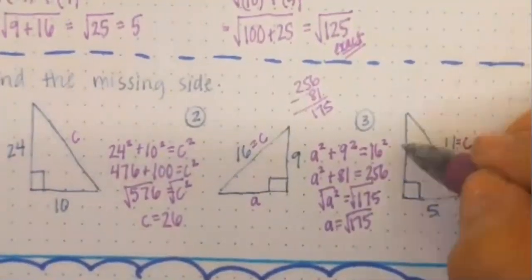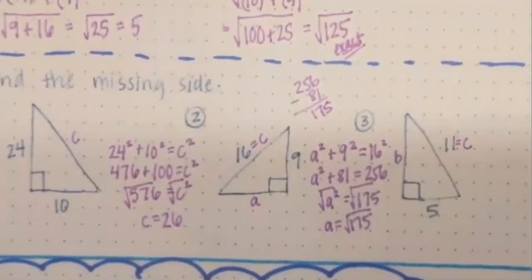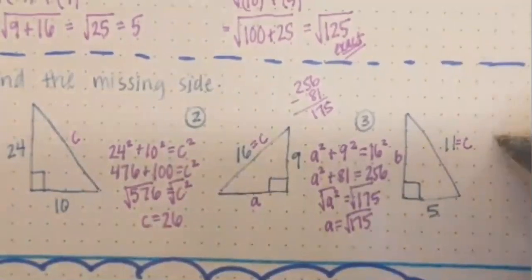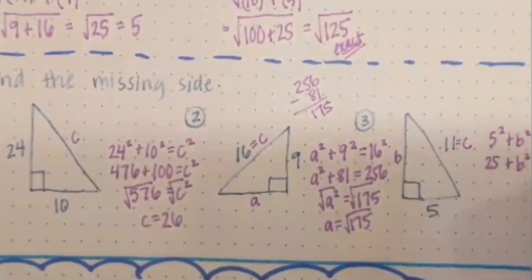And just because we used A last time, I'm going to call that leg B. Does not matter if it's A or B. I'm going to write my equation, so we can say 5 squared plus B squared equals 11 squared. 5 squared is 25. All right, 11 squared is 121. Subtract the 25 over. All right, 121 minus 25 would be 96.